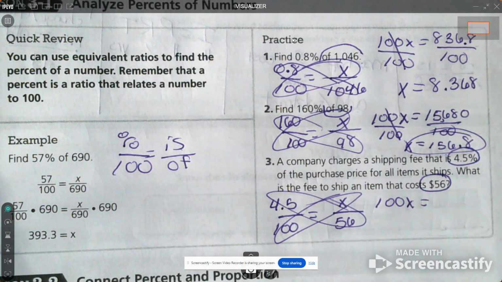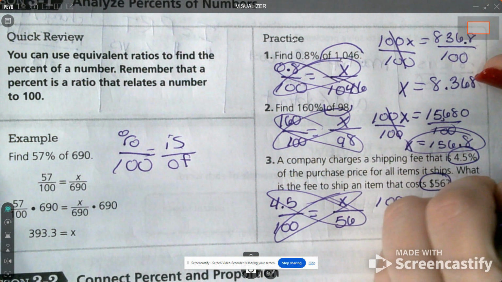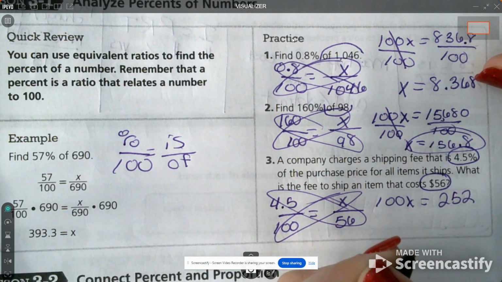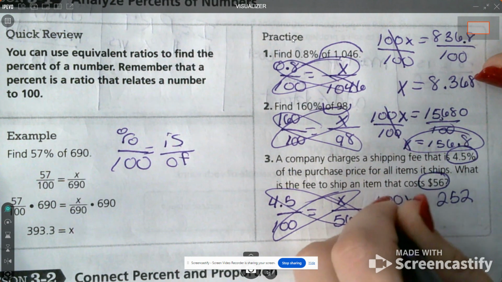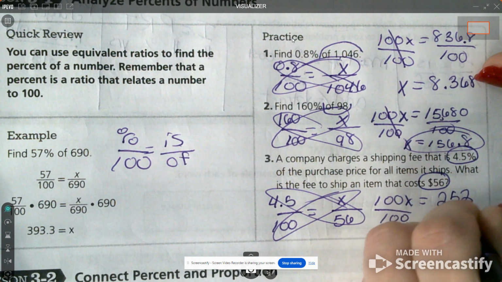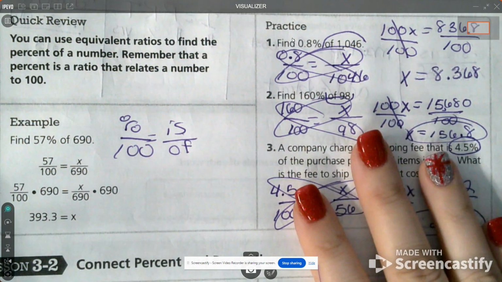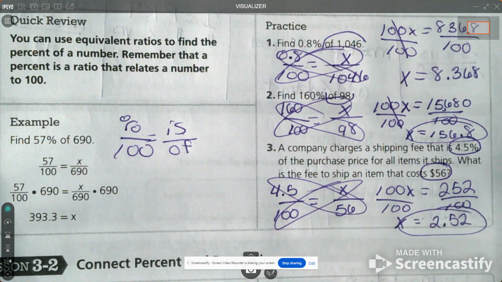What's 4.5 times 56, Rylan? 252. Is there another number? No, that's right. And then you divide by 100. So X would be 2.52. That's why I like these proportions, because you don't have to change anything. It just gives you the answer. When you use an equation, like the markup or the percent error, you have to change it to decimals and do all that. But proportions are just straightforward. Here's the answer. This is it.